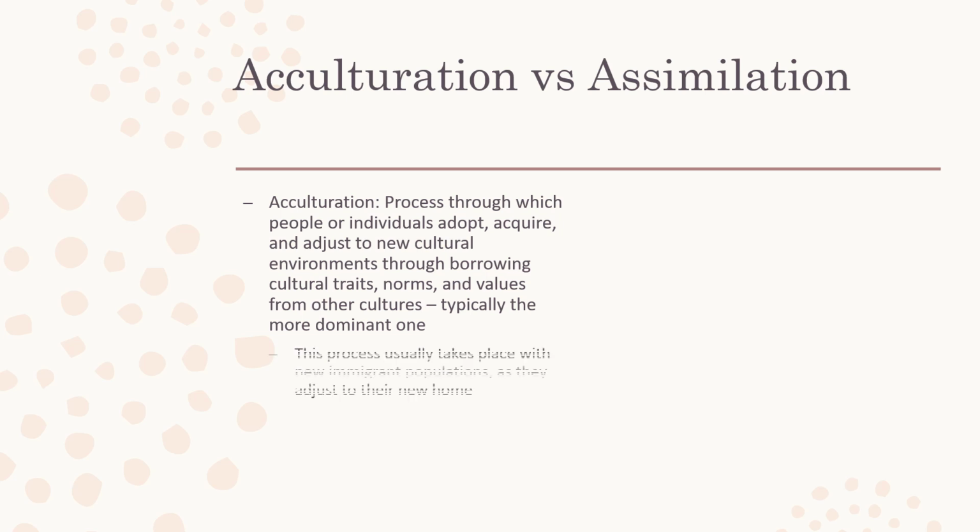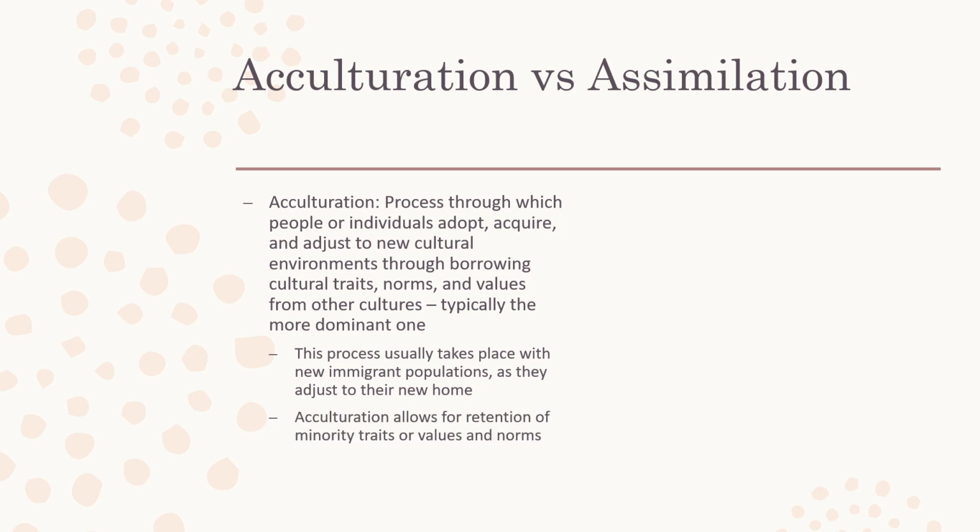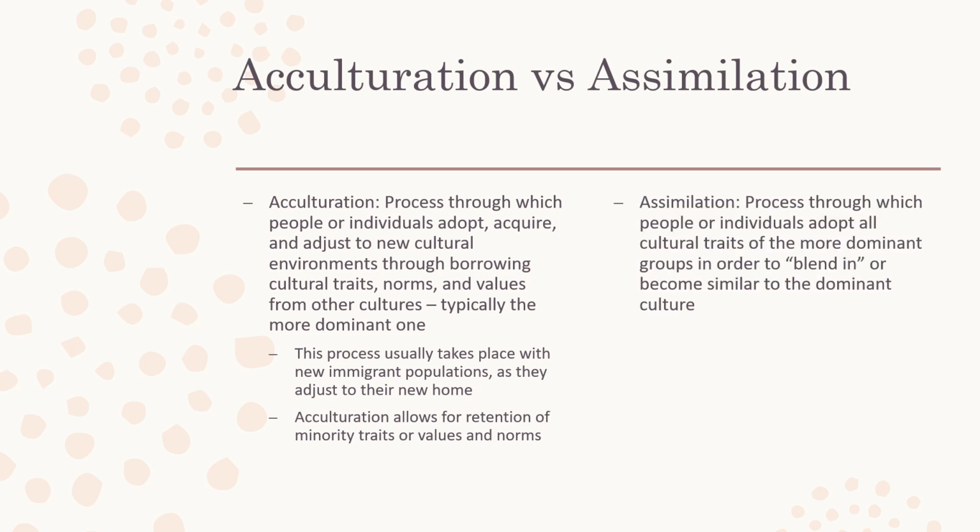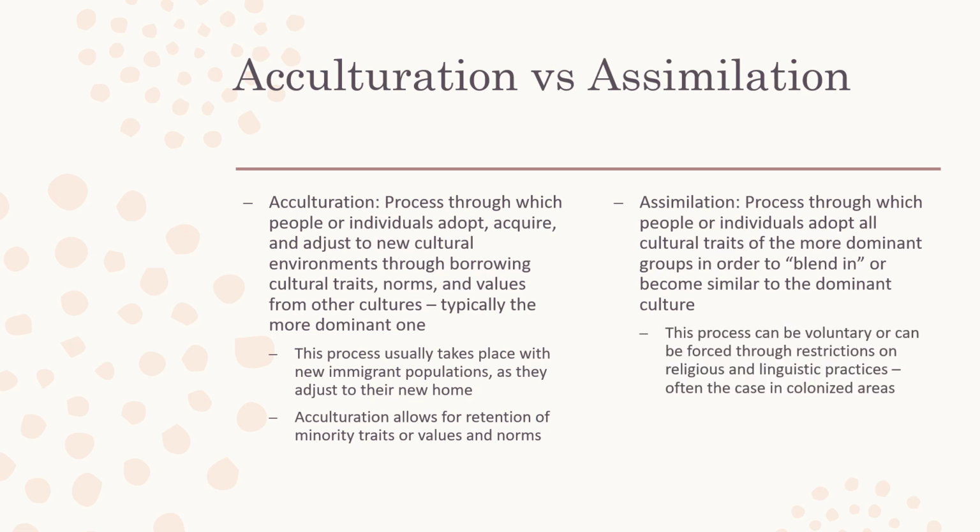Typically, the more dominant one, it usually takes place when a new migrant comes to a country and they try to adjust to their new home. However, acculturation allows for the retention of minority traits or values and norms. It's just that they're going to adopt cultural traits of the dominant society in order to integrate. Assimilation, on the other hand, is where an individual adopts all cultural traits of the more dominant group in order to blend in or become similar to the dominant culture, right?